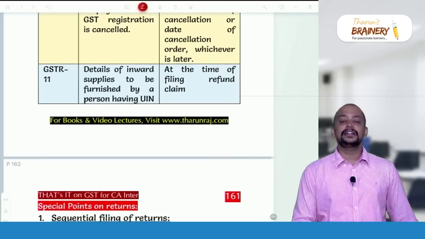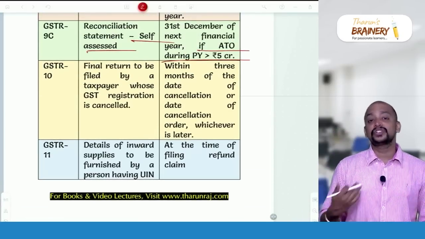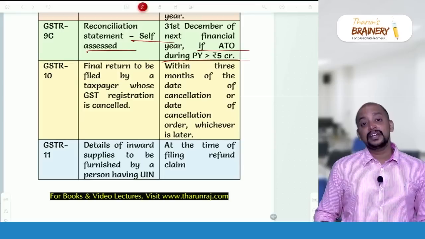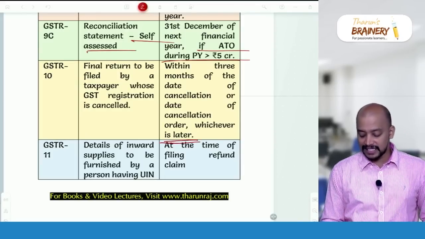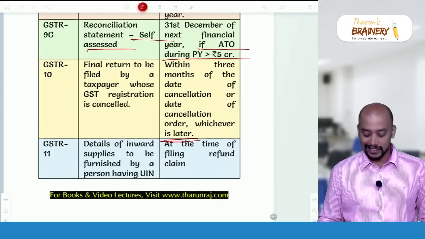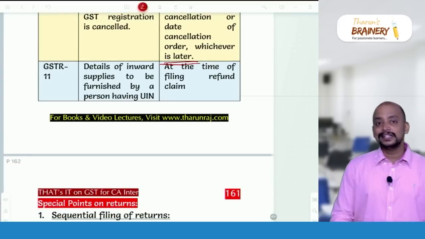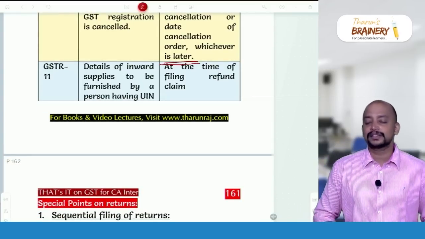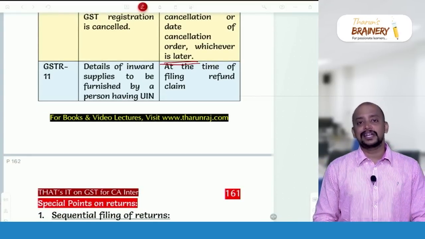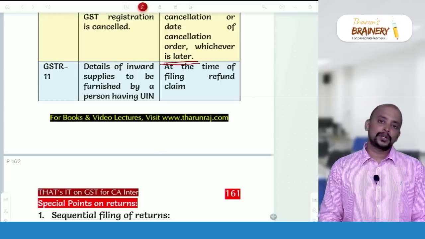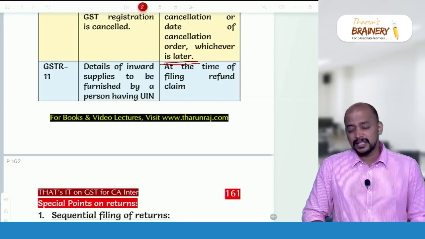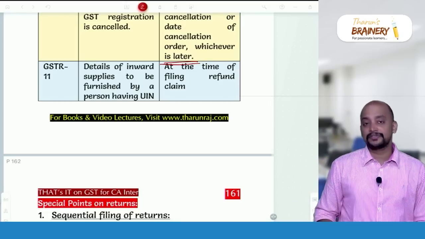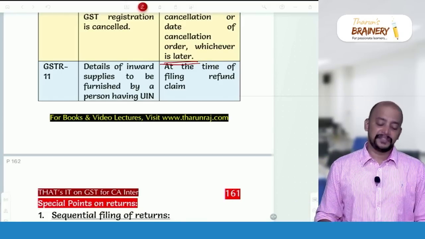GSTR 10 is a final return to be filed by a person whose registration is cancelled, and they need to file within 3 months from the date of cancellation or date of order of cancellation, whichever is later, not whichever is earlier, whichever is later. GSTR 11 is details of inward supplies to be furnished by a person having a unique identification number. A unique identification number holder will get the refund of GST paid on inward supplies. So along with the refund application, they need to file GSTR 11 that contains the details of inward supplies.